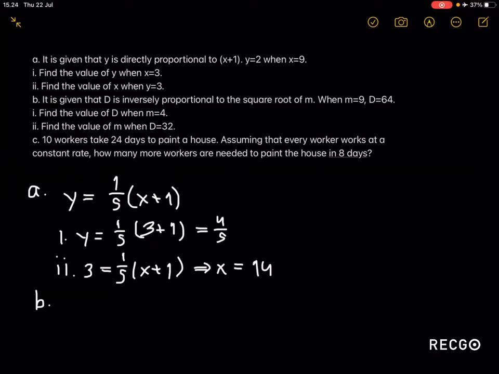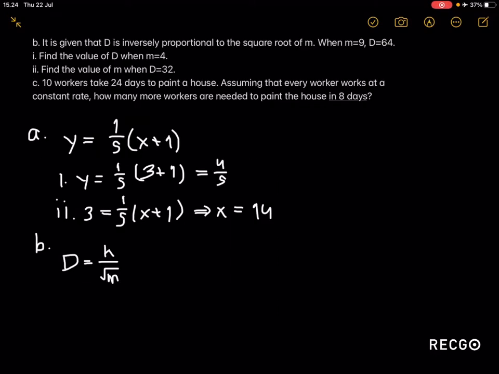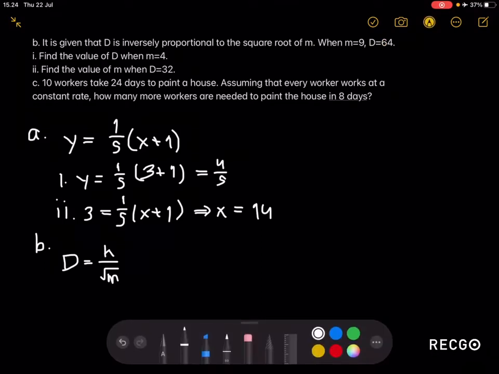Now for part B, it is given that d is inversely proportional to the square root of m. When m equals 9, d is equal to 64. We need to find the value of d when m equals 4, and then we need to find the value of m when d equals 32. By the definition of inverse proportion, we know that d must be equal to k over the square root of m for some constant k.